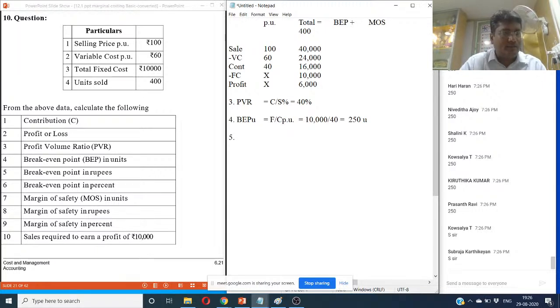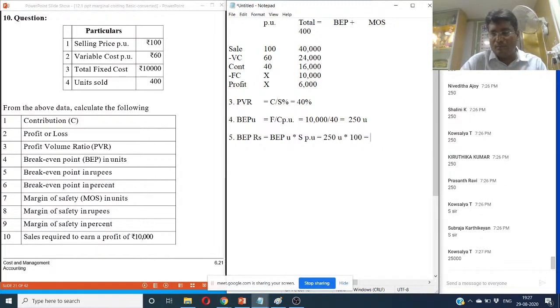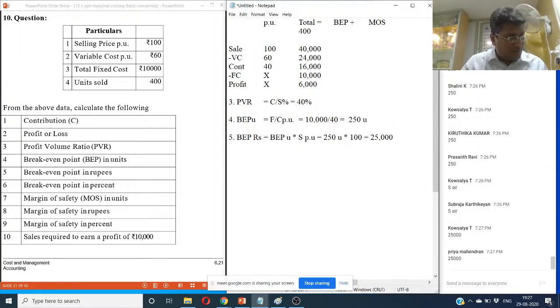Fifth question is BEP in rupees. BEP in rupees is very simple. BEP in units is multiplied with sale price per unit. Full formula-vum podalaam, illaina indha maadhiri kooda formula-vai neenga panniklaam. 250 units, oru unit-oda sale price being 100, then the value being how much? Come on, 25,000. Good.